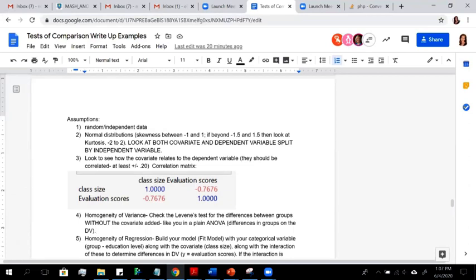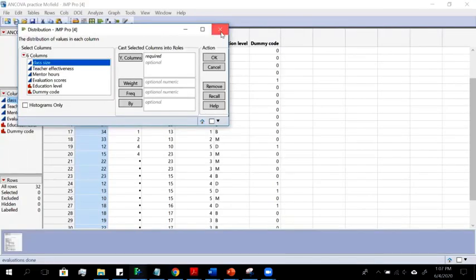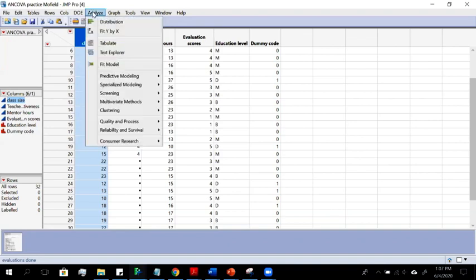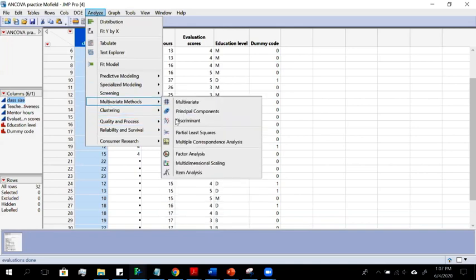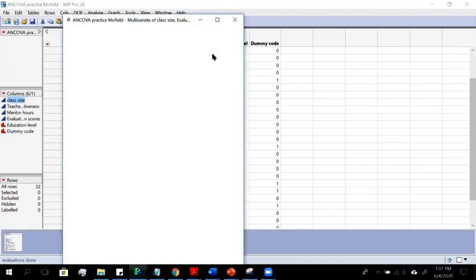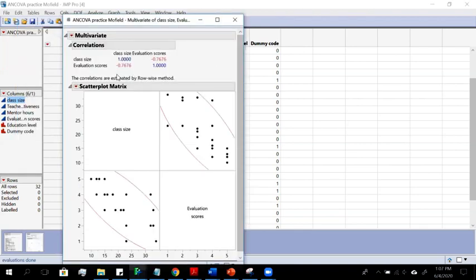I need to make sure my covariate and my dependent variable relate, that they are correlated well. And I need to make sure that they do relate to each other, at least at a level of plus or minus 0.20. So I do a correlation test very quickly, multivariate methods, multivariate. I'm going to slide them both in, class size and evaluation scores. Let's just check out that R value. It's a -0.76. Well, what does that mean? As your class size goes up, your evaluation scores go down. It's an inverse relationship. The more kids you have in class, it's harder to teach, so your scores are going to go down. So it's a pretty strong negative relationship there. So that assumption is met.